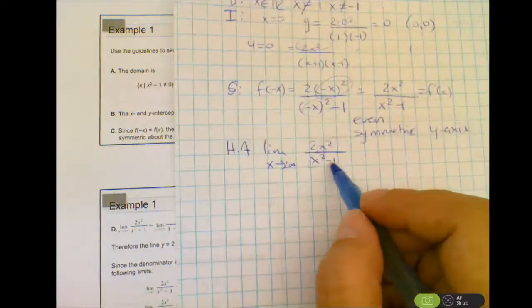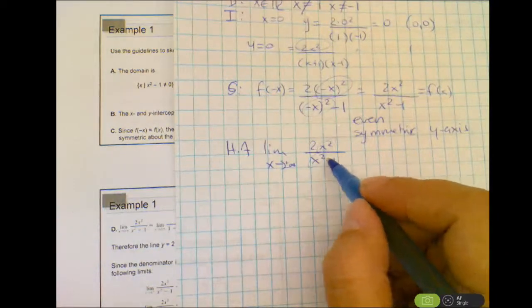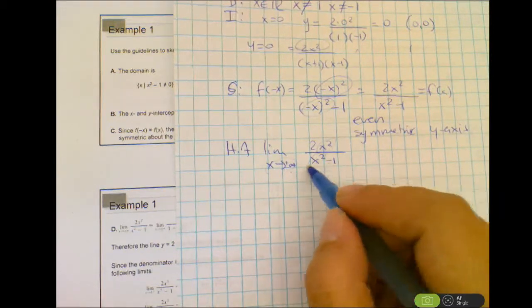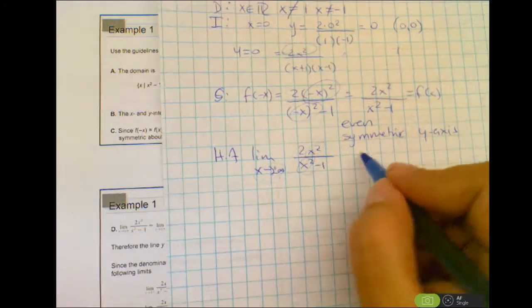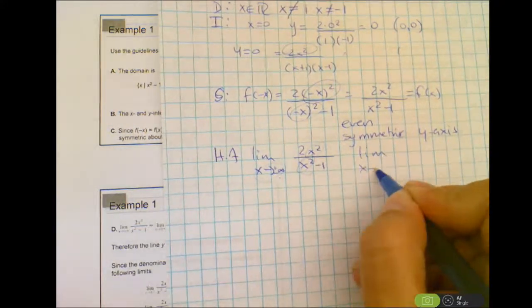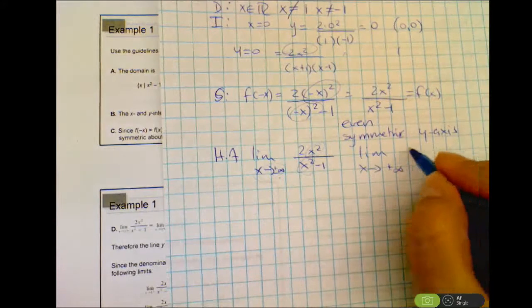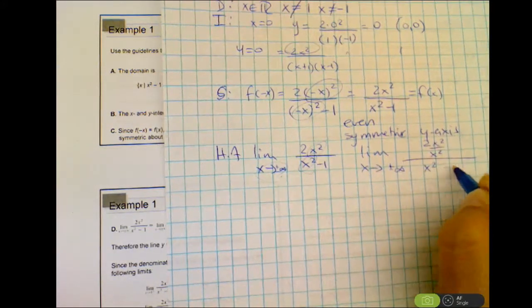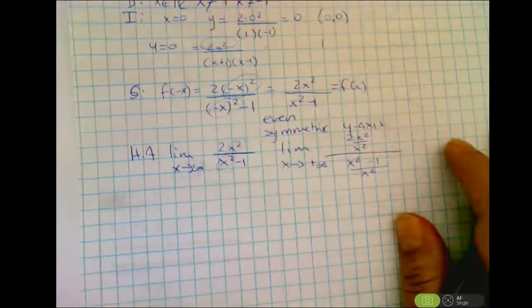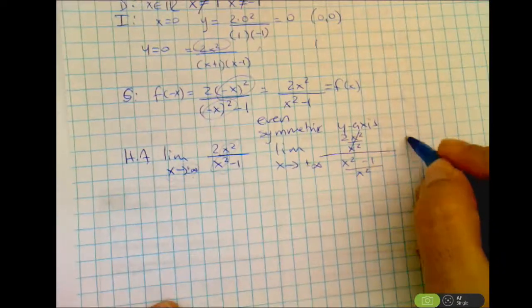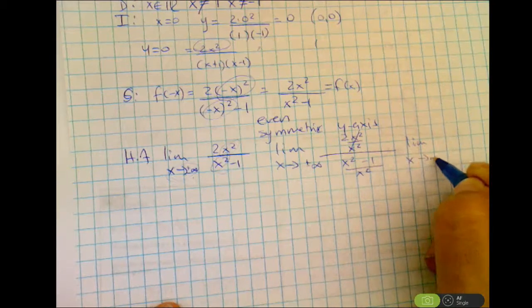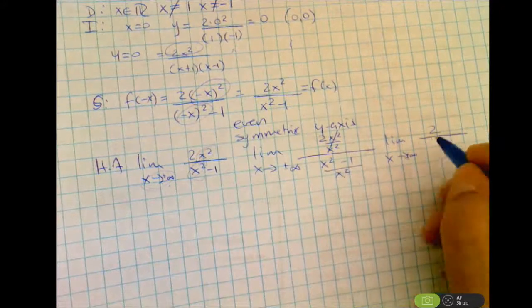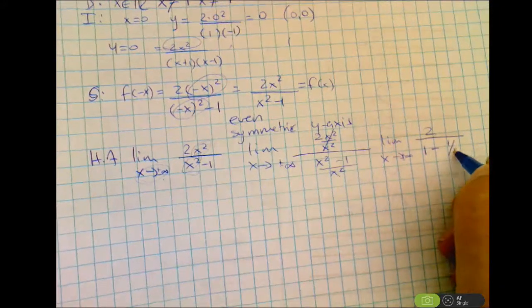Now remember, this is a limit to infinity, and I have polynomials on the top and on the bottom, so I can pick the greatest power in the bottom and divide both numerator and denominator by x squared. So I have 2x squared over x squared over x squared minus 1 over x squared. So now these two cancel out and I have 2 on the top. Limit as x approaches positive or negative infinity. And then I have x squared over x squared is 1 minus 1 over x squared.